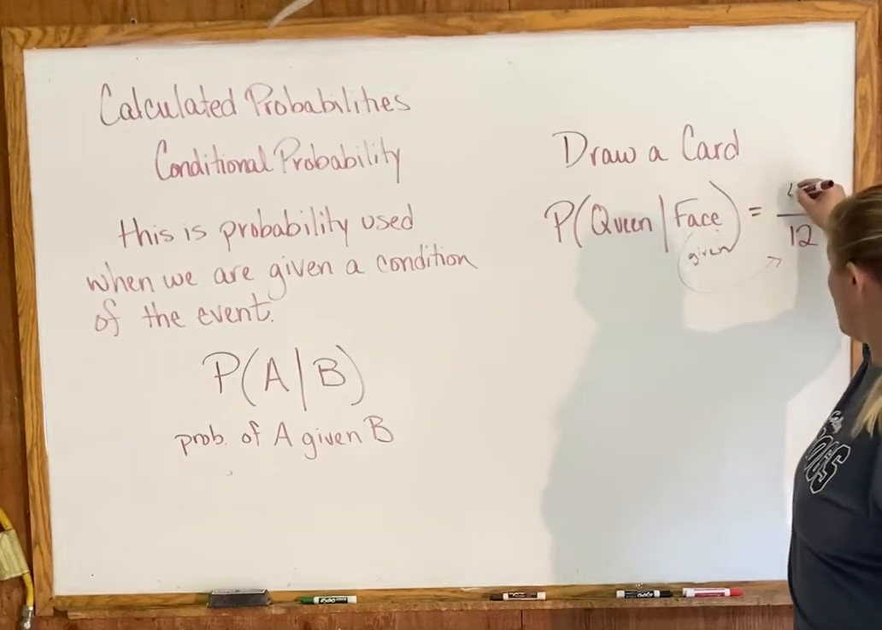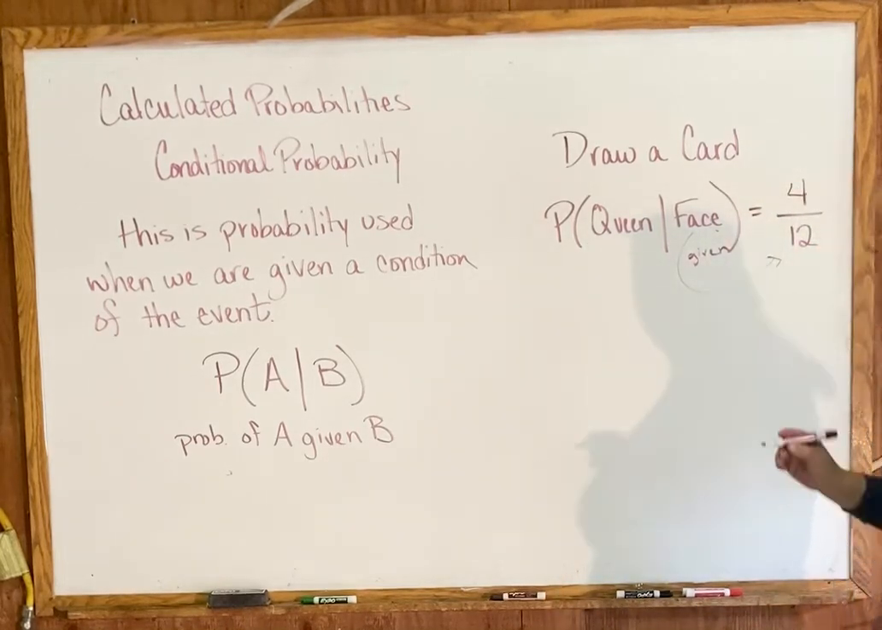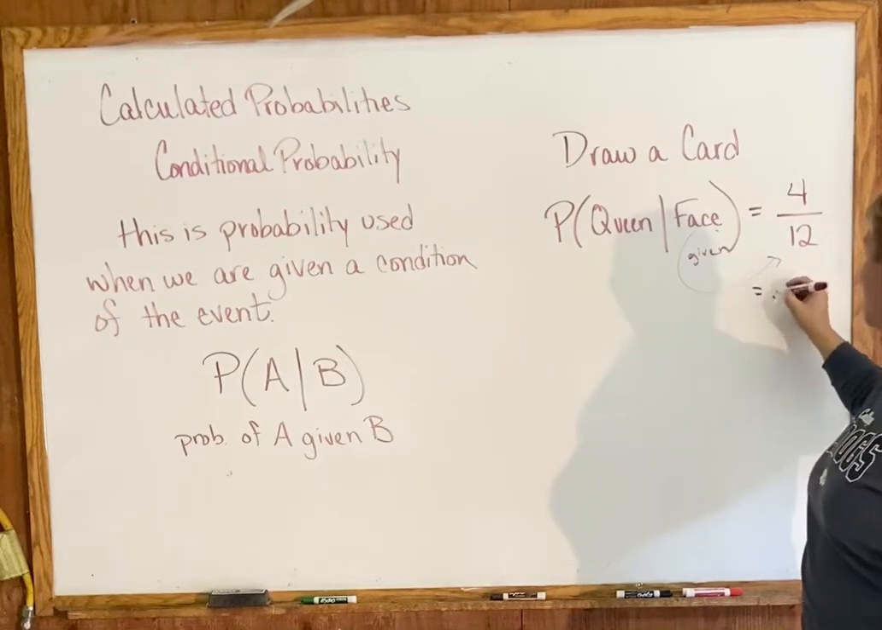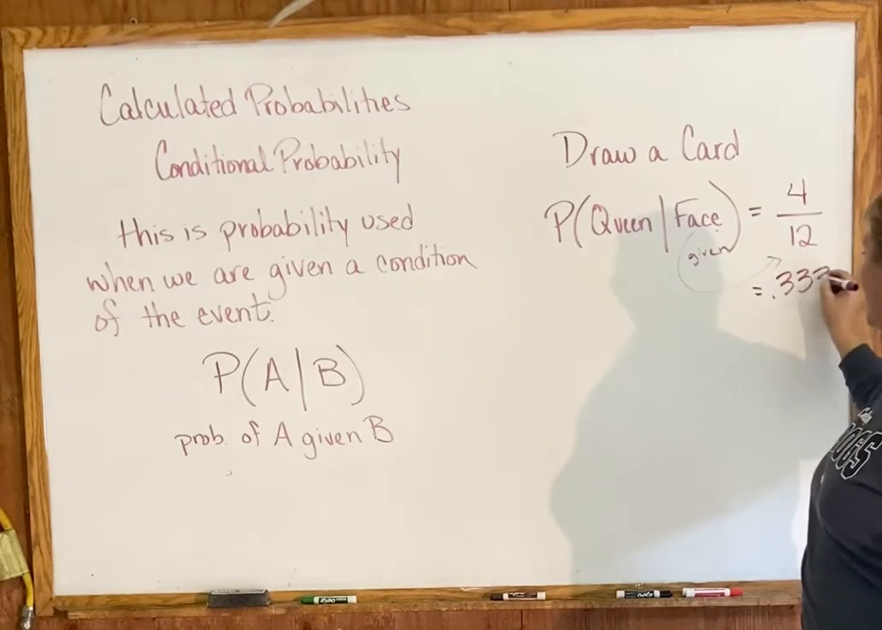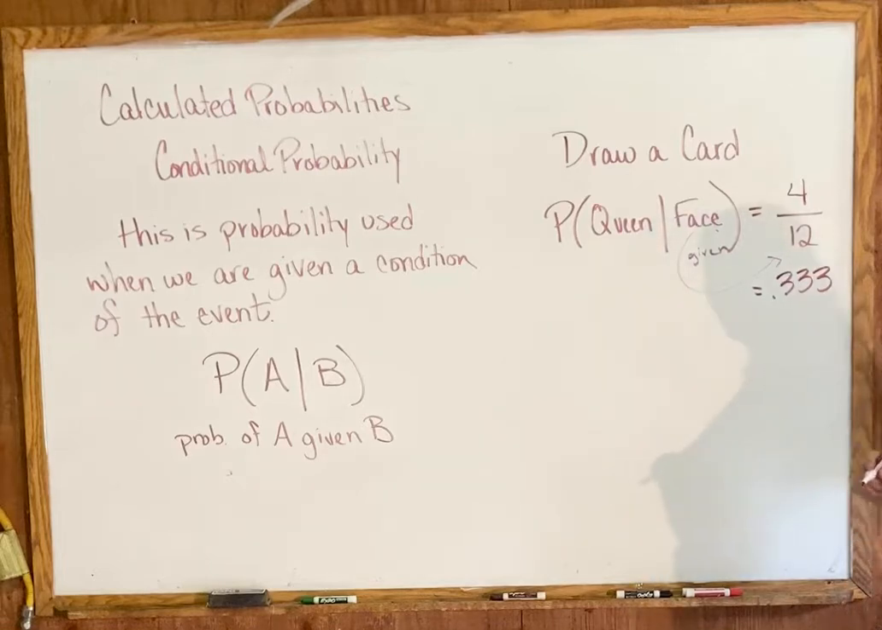Okay, 4 of them, right? So 4 of the 12, which would give us 0.333, okay? Or 33.3%. So if you know it's a face card, you've got a 1/3 chance of getting a queen, okay?